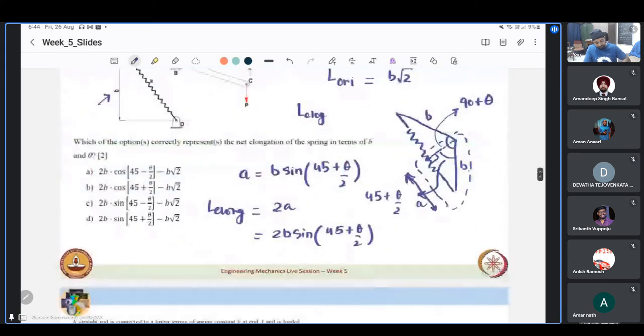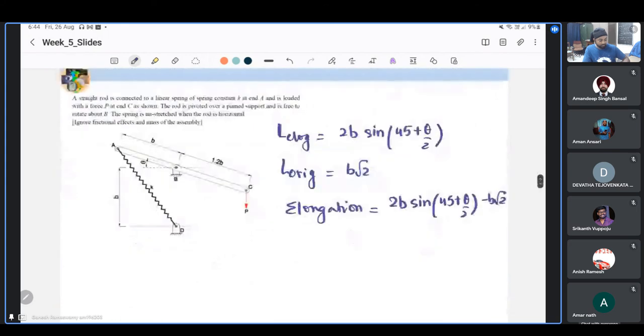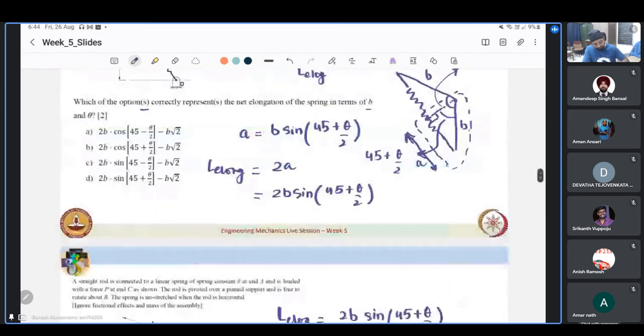So if we can answer the first question, which of the following options, there could be more than one, correctly represents the net elongation of the spring in terms of B? We have just calculated that the net elongation is 2B sine (45 plus theta by 2) minus B root 2. So we can see that D is one option. D is the correct option that we are sure of.